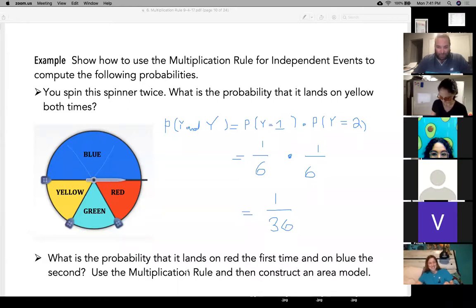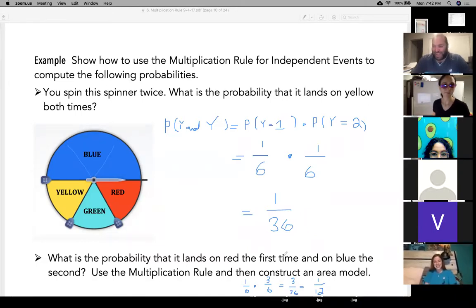Red the first time and blue the second is going to be what? Okay, blue the second would be 3 out of 6. And then red the first time is 1 out of 6. For a total of? 3 out of 36, which would be 1 out of 12. So we're going to say that your answer to the last question, you were just so advanced that you were actually answering this one. We're going to go with that. Sure, why not?